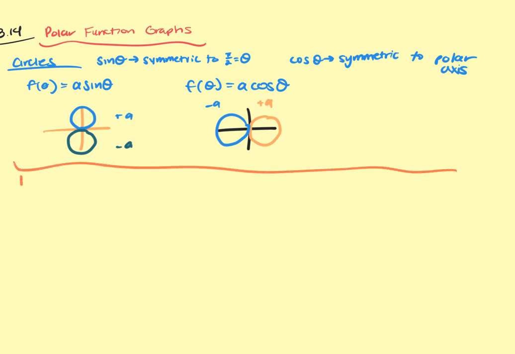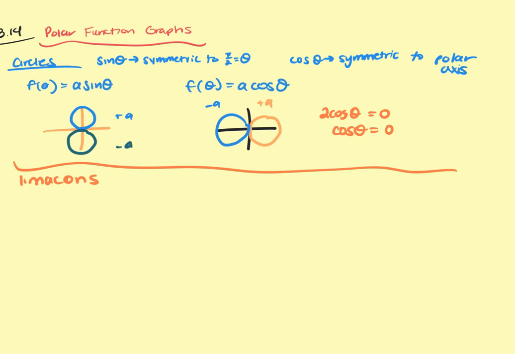Then we did the limacons. Wait, so what would the zeros be on the circle? If it said 2 cosine theta, I would set it equal to 0. I would get cosine theta equals 0. And then the location where cosine is 0 is at pi over 2 or 3 pi over 2. You'd have to know if it went up or if it went down. Actually, they'd both give you 0.